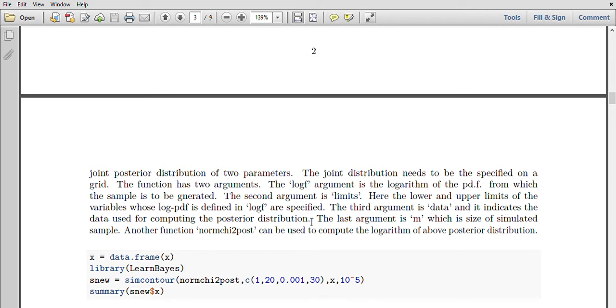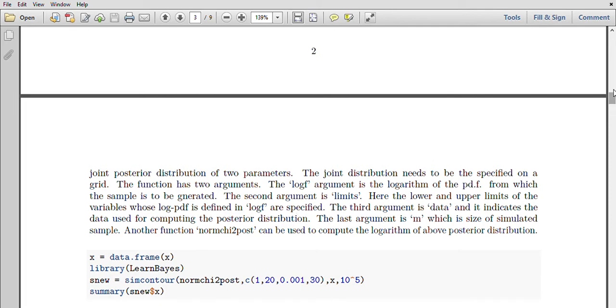So this is fine. And the last argument is m, which is the size of the simulated sample. Another function, normalchi2post, can be used to compute the logarithm of the above posterior distribution. Okay, so how are we going to proceed? This was the introduction of the simcontour command. The same introduction is available in the help of the simcontour command. So what you have to do is first install the package LearnBayes, then load the package and then look at the help files.